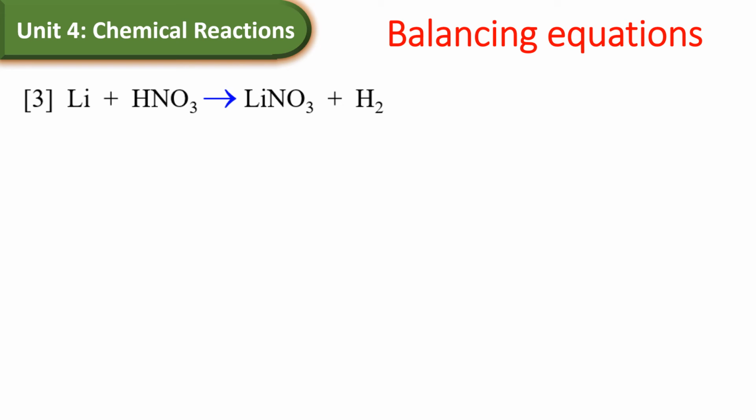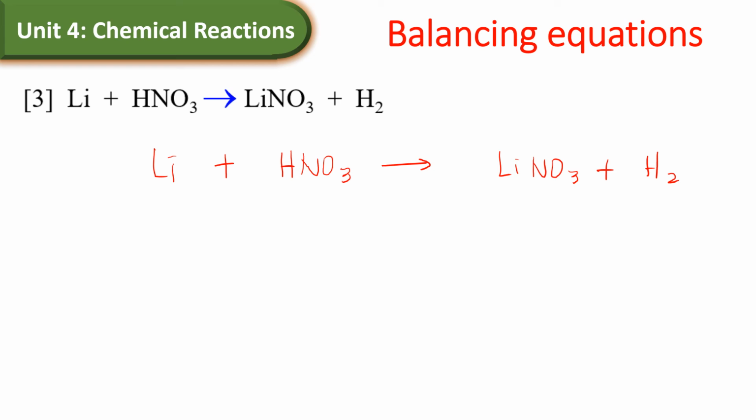Now let's have your third example. We have here lithium plus your nitric acid. Your NO3 here is your nitrate. If you add an H in front, this is the symbol of your acid. So this is nitric acid to produce your lithium nitrate and hydrogen. So we are going to write first the equation: Li, your lithium, plus your nitric acid to produce your lithium nitrate and your hydrogen.